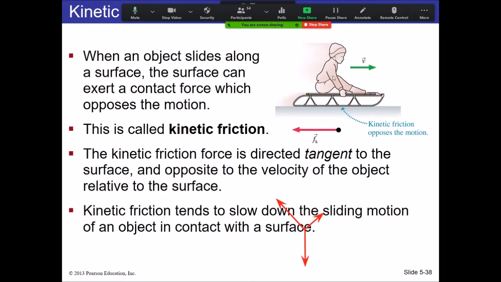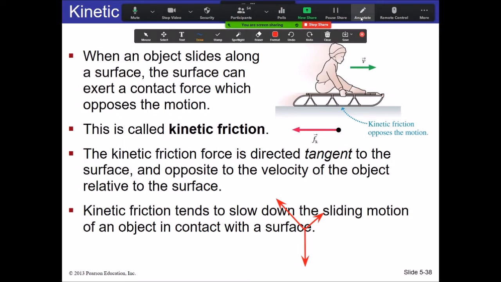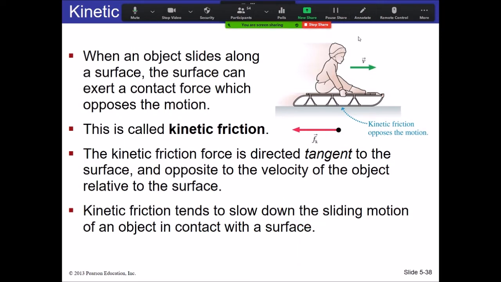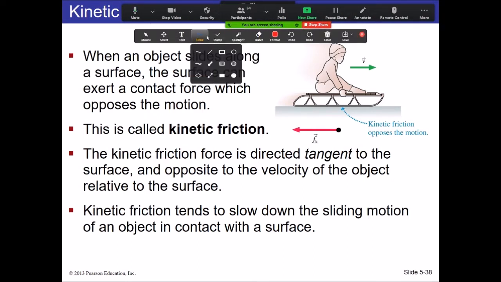They're showing a child on a sled. The velocity is to the right. And if there's friction, it opposes the motion. It must point to the left then. If your object doesn't move, there cannot be kinetic friction. It's always opposite the direction of motion, and it acts to slow the object down. So if I were to tell you what's going on with this child with the sled, it would look like this. We have gravity pointing downward.